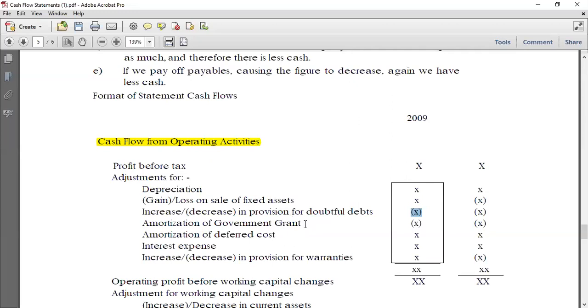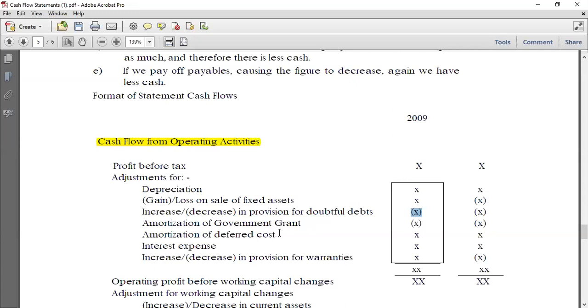So the same thing applies when it comes to amortization of government grant. In the same way, this is like depreciation. This is also just an accounting treatment, so you'd also make an adjustment for this one. The same thing also applies to things like deferred cost, okay? This would also be made as an adjustment and so on.